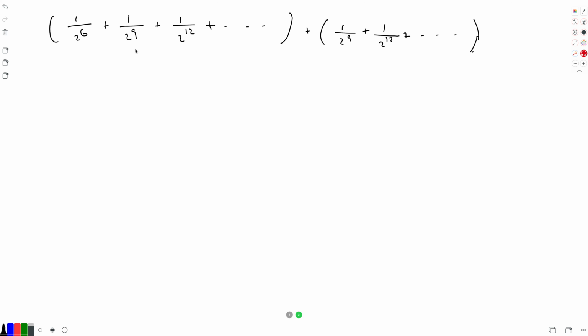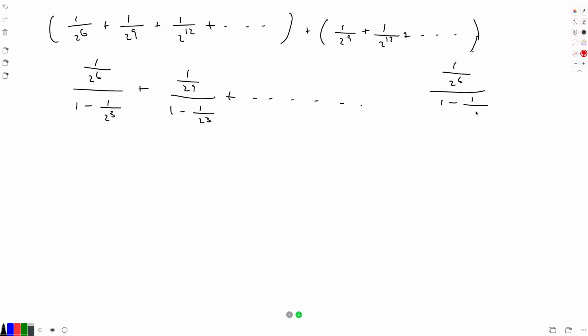Okay, so let's apply the infinite geometric series formula to each one of these. So 1 by 2 raised to the power 6, and this becomes over 1 minus 1 by 2 cubed. Adding it to this will give us 1 by 2 raised to the power 9 over 1 minus 1 by 2 cubed. And now we see this is going on and on. We'll just have a 1 by 2 to the 12th over 1 minus 1 by 2 cubed for the next term. So we could sum the numerators using an infinite geometric series. That gives us 1 by 2 raised to the power 6 over 1 minus 1 by 2 cubed. And since we're adding everything, the common denominator is 1 minus 1 by 2 cubed. And now we are just left to evaluate this.